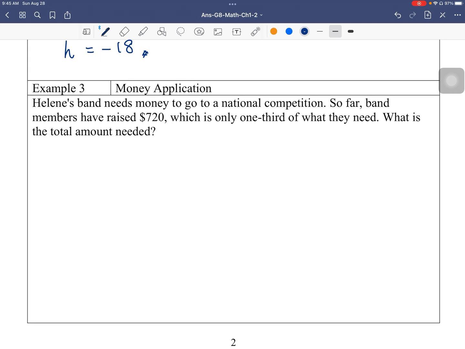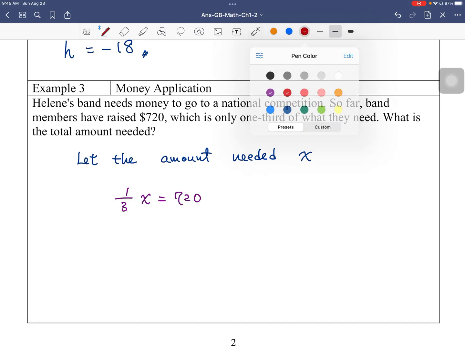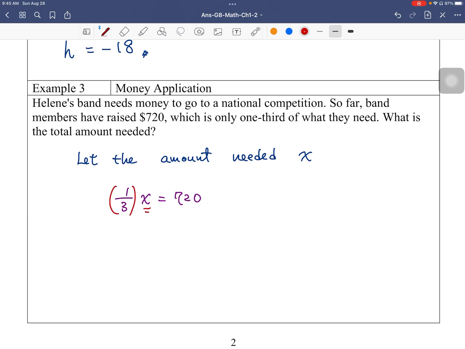Helene's band needs money to go to a national competition. The band members have raised 720, which is only 1/3 of the amount needed. If we let the amount needed be x, then 1/3 of x equals 720. To find x, I want to isolate x, so I multiply both sides by 3.